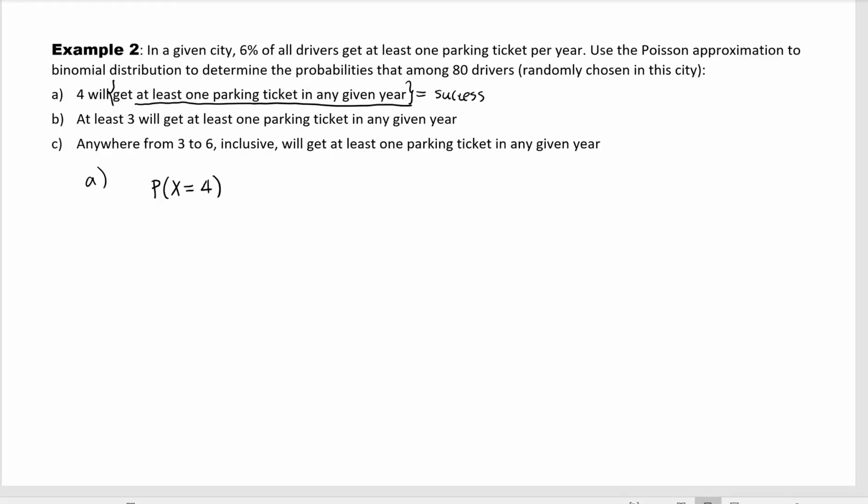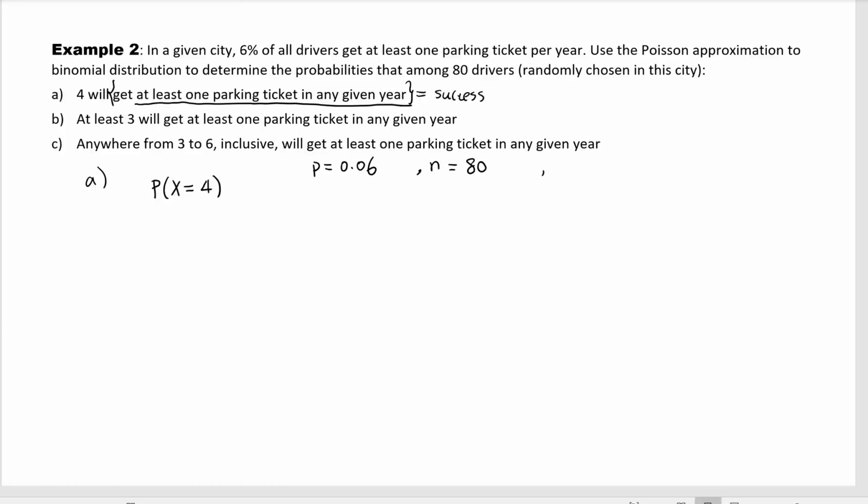Okay, and we know this is a binomial distribution because 6% of all drivers are successes, so the probability of success is 0.06. And we pick how many drivers? Yes, 80. So that's why this is a binomial distribution. But because n is 80, which is quite large, bigger than 20, we cannot use table 1, the CDF for binomial distribution, to calculate. That's why we use the Poisson distribution to approximate it.